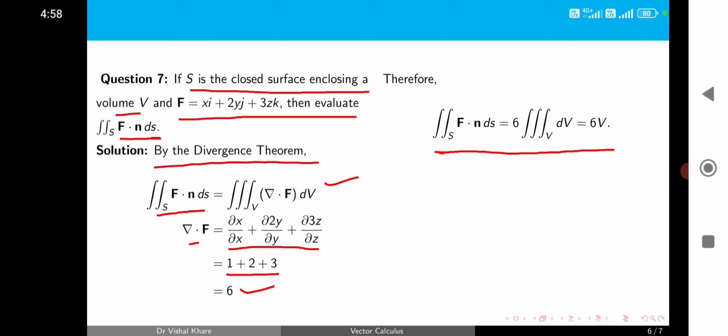So the double integration of F dot n ds is equal to, putting the value of divergence F here, 6. You can write 6 outside of the integral, and this is the volume of the region, which is not actually given or specified in the question, so we'll write only V here. So 6V is the final answer.